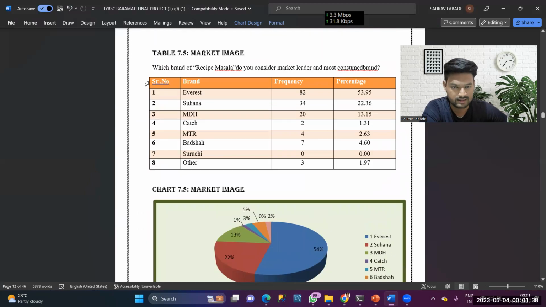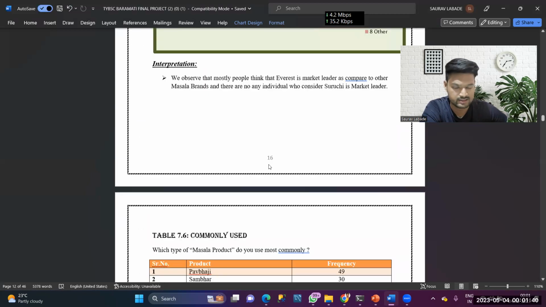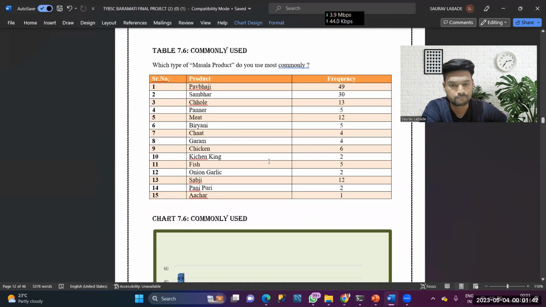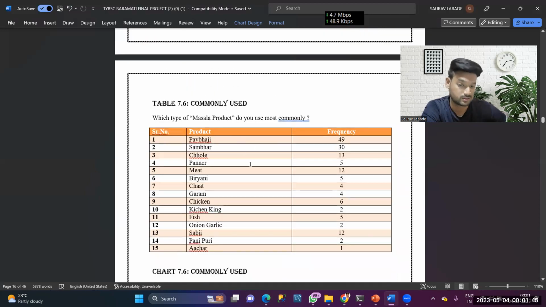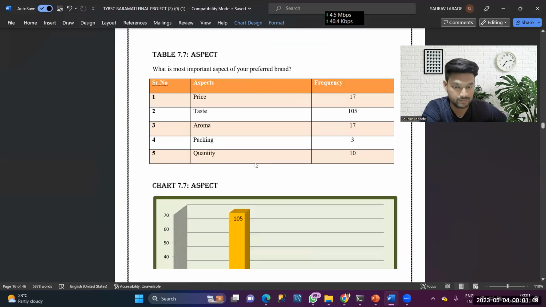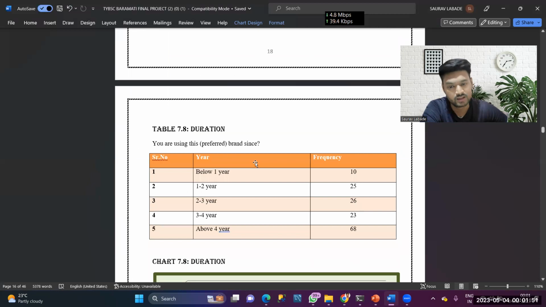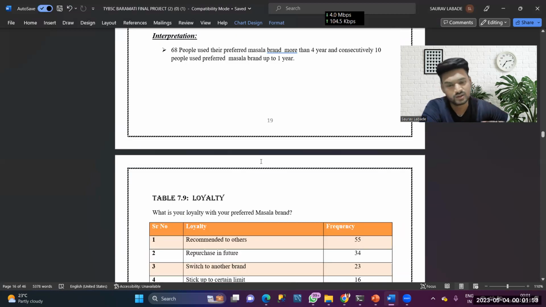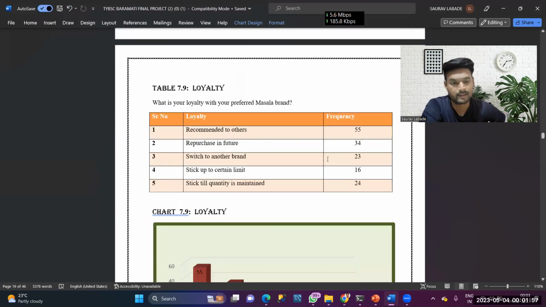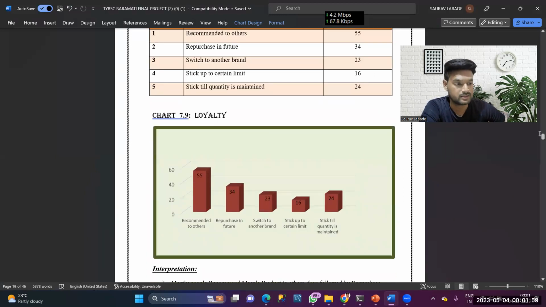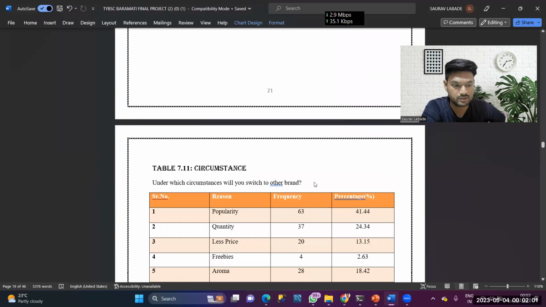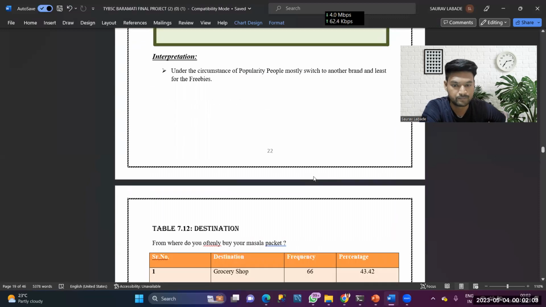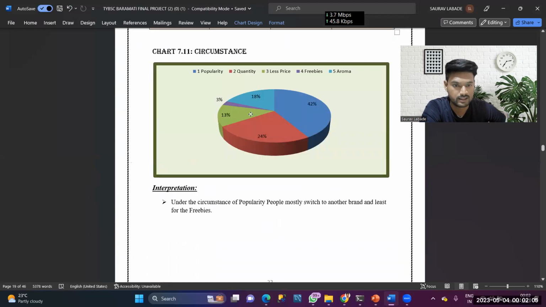Again the market, which brand is there? Which is the commonly used product? Basically masala products are what people are using. So you can include a minimum of 4 to 5 graphs. And then after this graphical representation, the second step of the project is nothing but the analysis. Here are the circumstances.